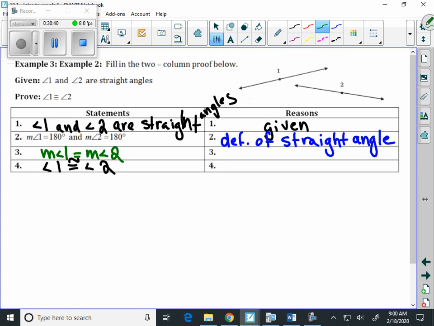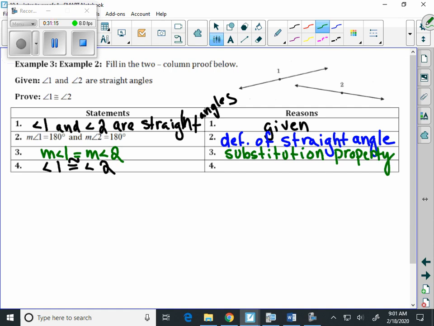And there was some discussion on this. I said that the reason was substitution. However, I can see how you might think that this is the transitive property, and I would give you credit if you used the transitive property. Measure of angle 1 equals 180, measure of angle 2 equals 180. We can transport across the 180 degrees.